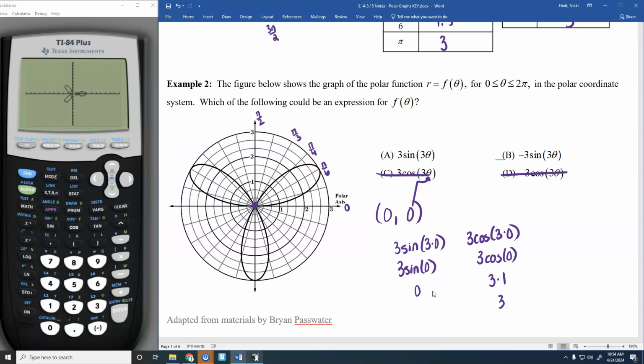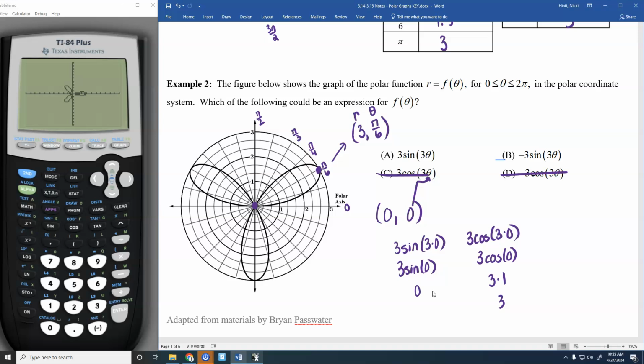The next one I would try would be pi over 6. Because right here at pi over 6, you're going to hit the graph right there at that point. So the coordinates of that point would be 3, pi over 6. Right, our polar coordinates, because it's radius and angle. Not our XY points, but our polar coordinates are r, theta. So if I plug in pi over 6, I want to get 3 for that.